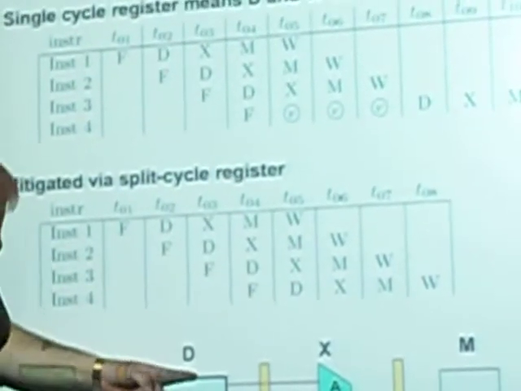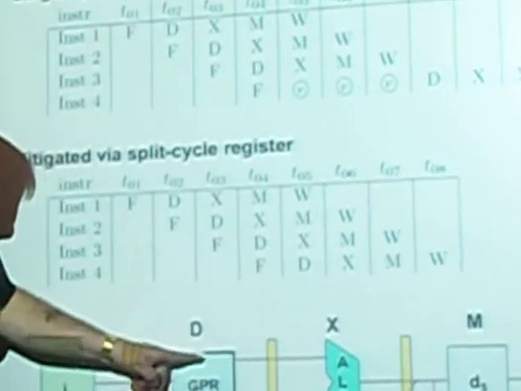And how did we solve that? By using a split cycle register. Remember, we read in the second half, and we wrote in the first half. And that allowed us to do 1 write and 2 reads in a single clock cycle. So those were structural hazards that we cured by adding more hardware.